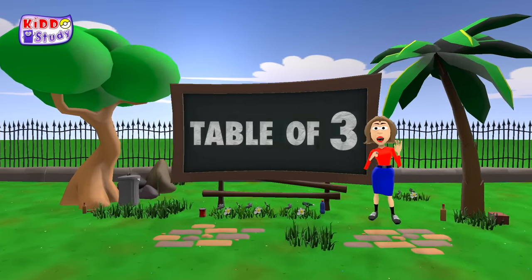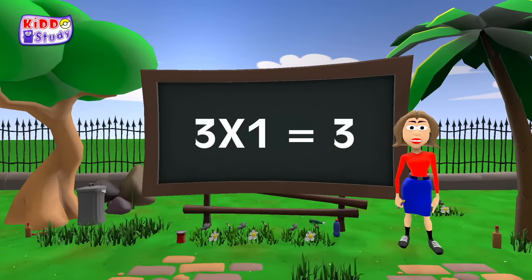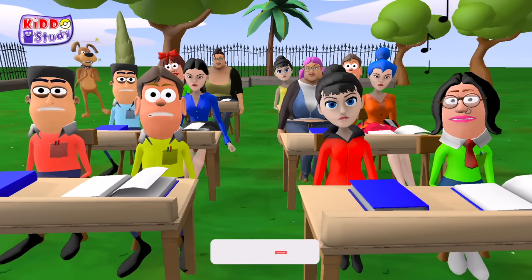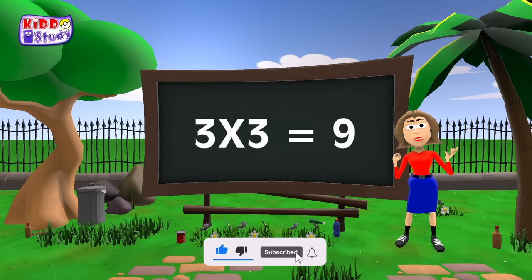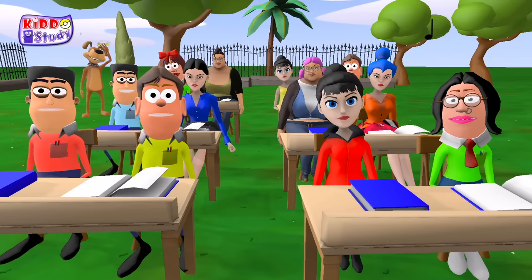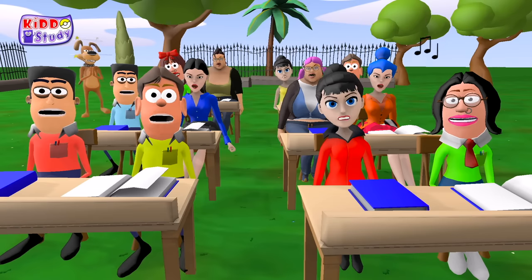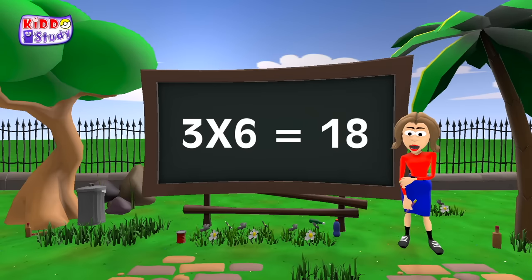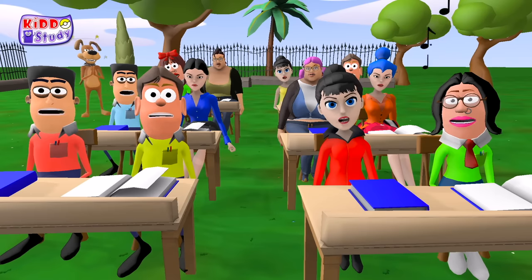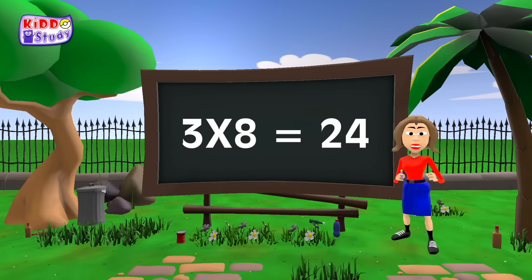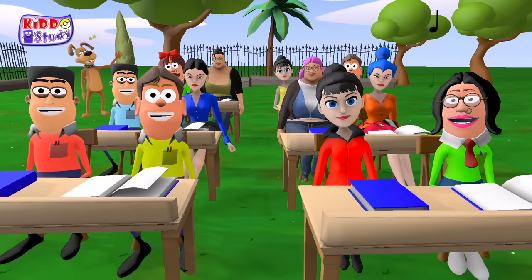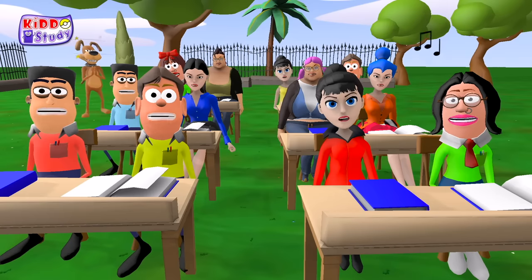Hello children, let's learn table of three. Three ones are three, three twos are six, three threes are nine, three fours are 12, three fives are 15, three sixes are 18, three sevens are 21, three eights are 24, three nines are 27, three tens are 30.